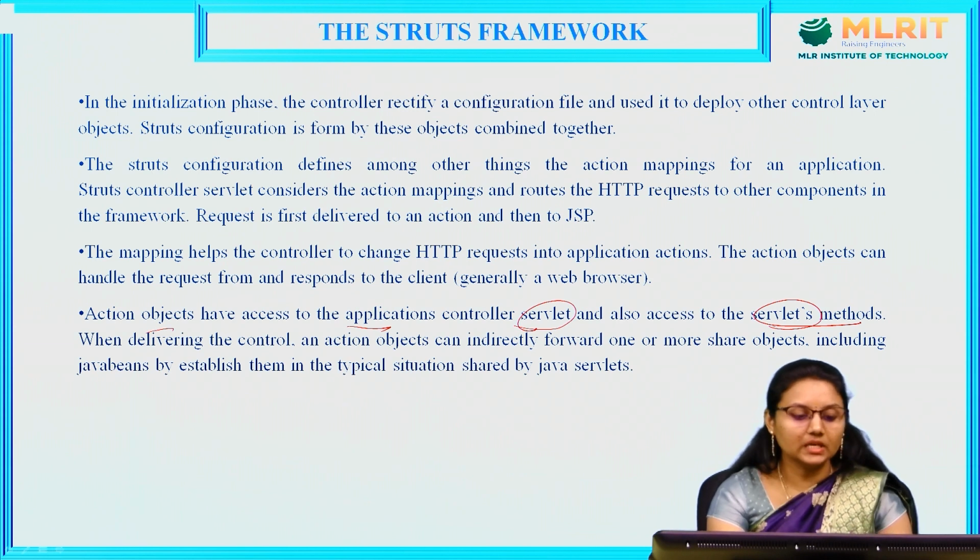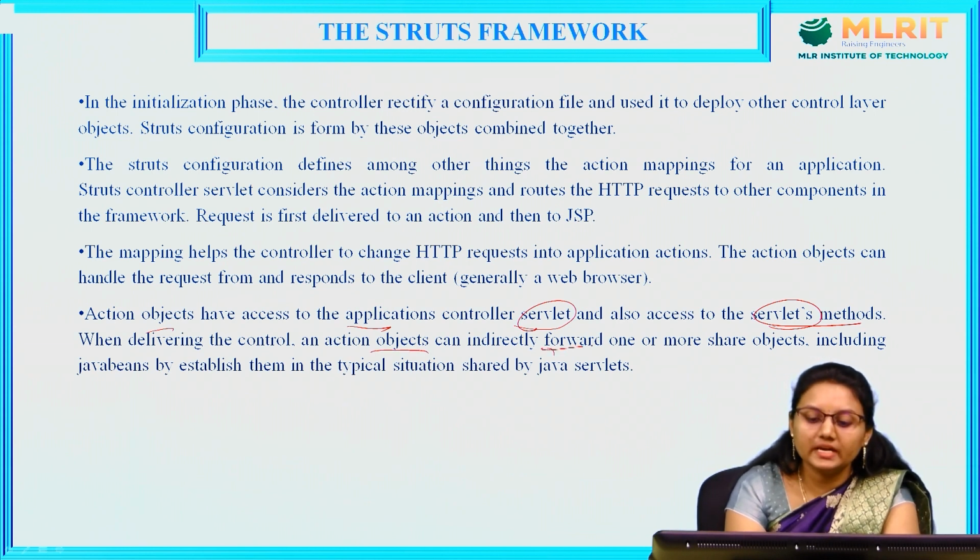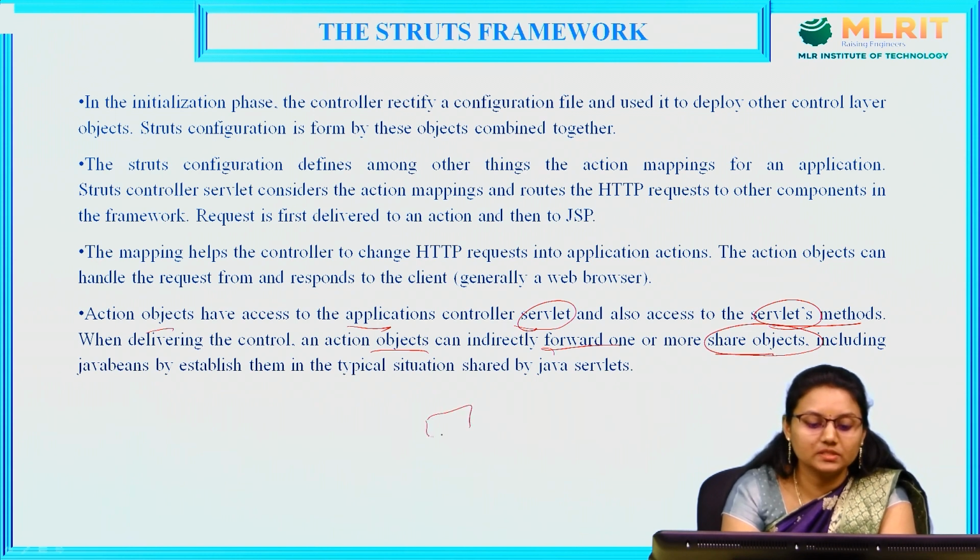When delivering the control, the action objects can indirectly forward one or more shared objects. Obviously, whenever you want to control something, there should be some sort of transmission from source to destination and destination to source, like servlet JSP container will take care or servlet container will take care.